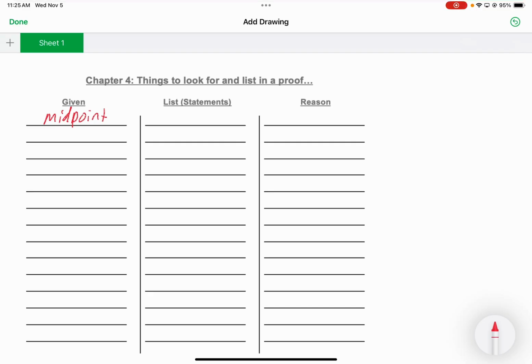Well, so that would be our reason, right? So Ryan says definition of midpoint. That would be the reason that we would write down: definition of midpoint. But what would you write as a statement? If A is the midpoint of BC, you could say BA is congruent to AC. Or you can write two congruent segments. Okay? So if you're given a midpoint, that means I can say that two segments are congruent to each other.